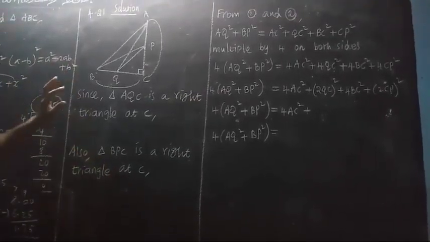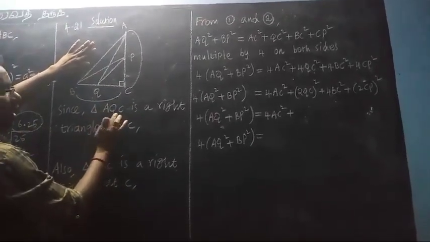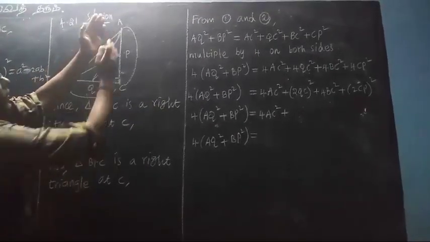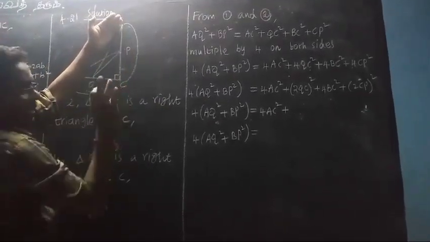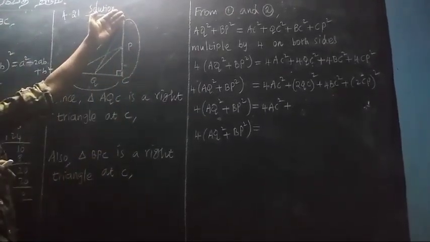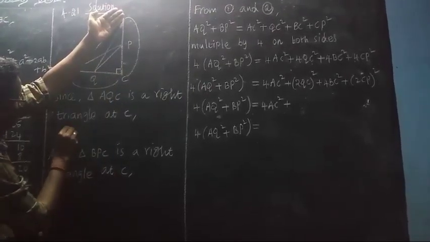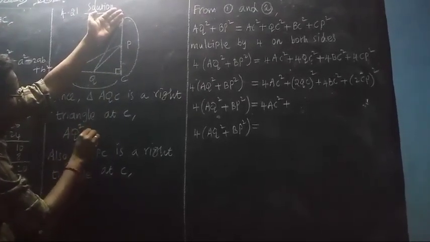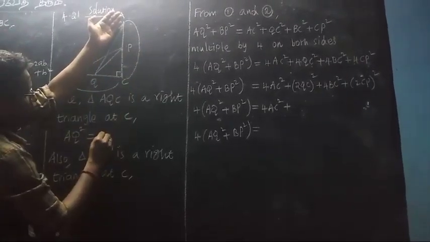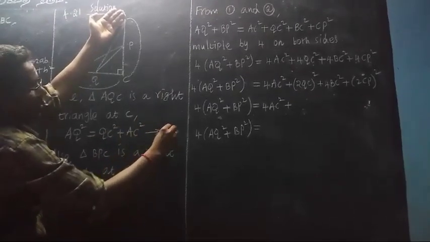Draw the diagram. Triangle ABC, right angle at C. We take first the triangle AQC, right angled at C. Here what is the hypotenuse? That is AQ. AQ is the hypotenuse. The other two sides are QC and AC. By using Pythagoras theorem, AQ square equal to QC square plus AC square, that is equation number 1.